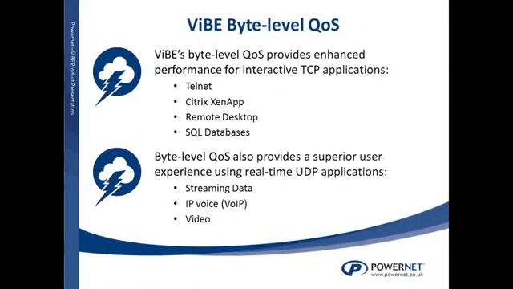In addition, ViBE also offers byte level QoS. It differs from packet level QoS that everyone's used to, and there's a couple of animations coming up to describe this, or at least illustrate it. But certainly in terms of cloud applications, or that nasty word we shouldn't talk about, for things like Telnet, Citrix, remote desktop, SQL, as well as your UDP applications that can't afford to drop any packets because you end up with a disturbed customer experience, ViBE will actually ensure that that data gets through in real time. That means it's not going to hit any QoS buffers within your network.